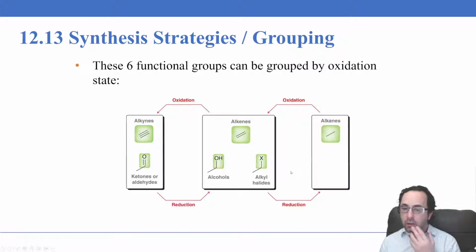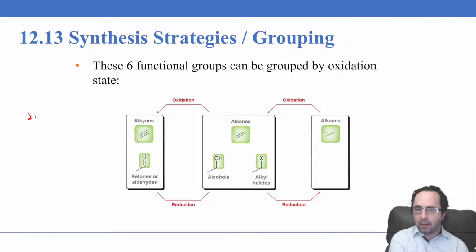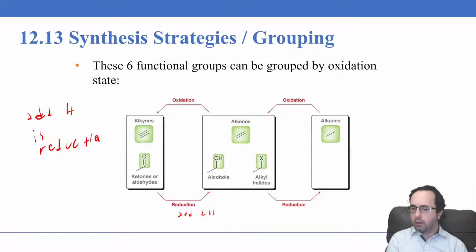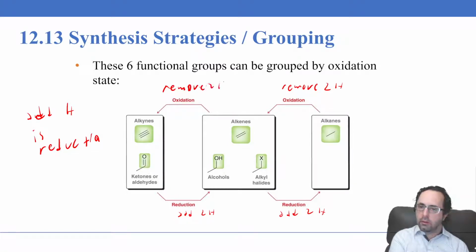So in terms of, remember our terminology with oxidation and reduction, we can apply this also to alkenes and alkynes. Remember that adding hydrogen is reduction, right? So when we go from alkynes to alkenes, we're adding hydrogen. We add two hydrogens, add two hydrogens. And if we're going the other way, it's remove two hydrogens. So that's oxidation. Okay. And so likewise, we're seeing this with the alcohols as well. Adding hydrogens, reduction. Removing hydrogens, oxidation.